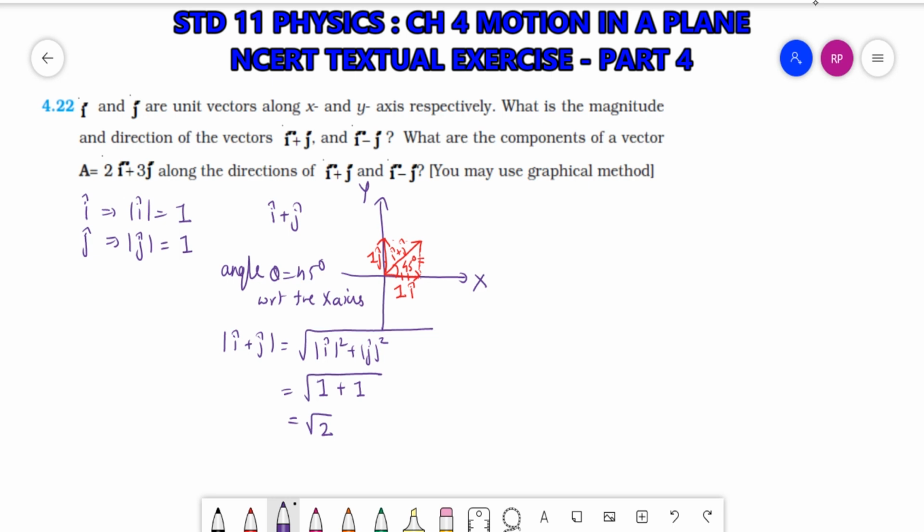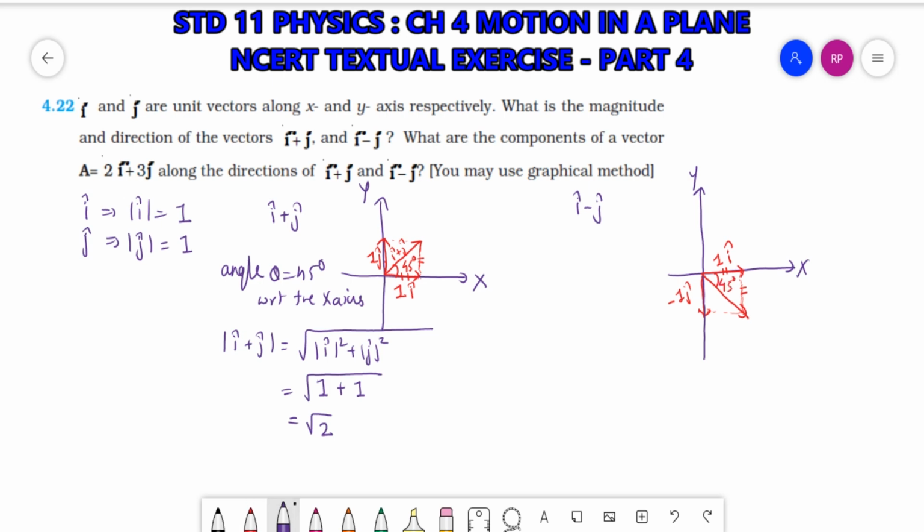positive x axis. Now when I take i minus j, again I will use the graphical method, x axis, y axis. Now i means 1 unit towards positive x axis, this is 1i. Minus j means, if it was j, it was towards positive y, but it's minus j, so it's towards negative y axis. Okay, this is minus 1j. This will be the resultant vector. Okay, and this angle, now again when I extend it, this will be 1 unit, this is 1 unit.